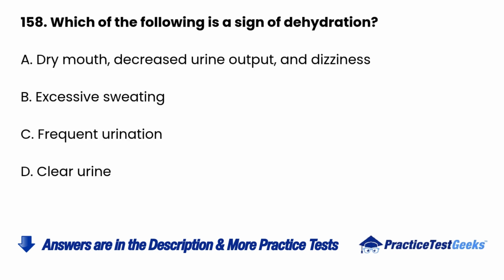158. Which of the following is a sign of dehydration? A. Dry mouth, decreased urine output, and dizziness. B. Excessive sweating. C. Frequent urination. D. Clear urine.